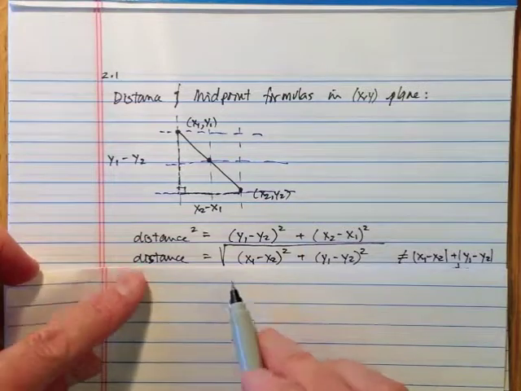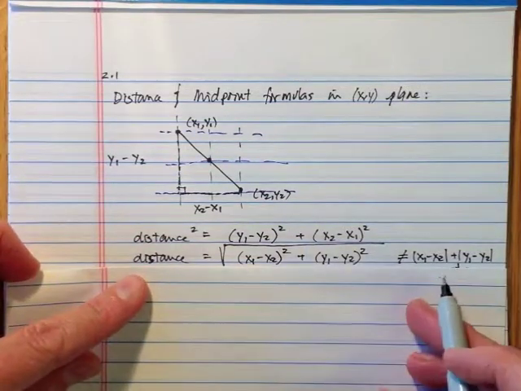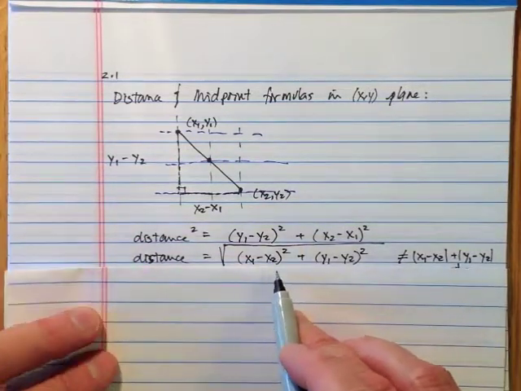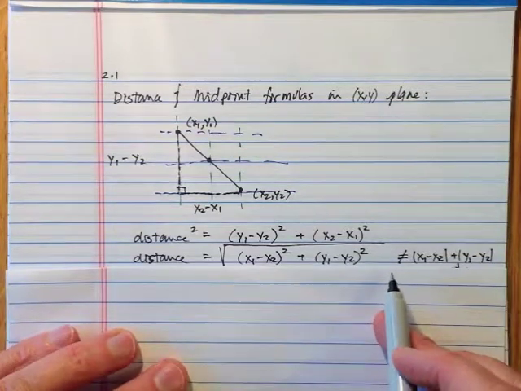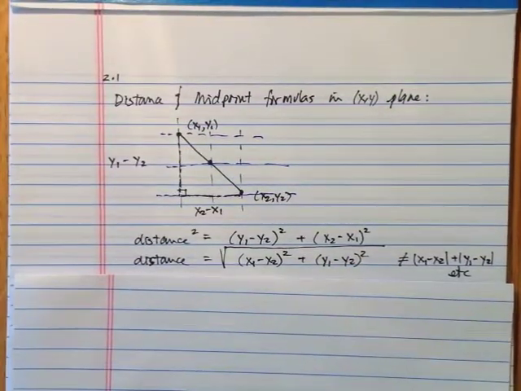I should also warn you that the square root of a sum is not the sum of the square roots. I can't take the square root of this guy and the square root of that guy separately. But what about the midpoint?